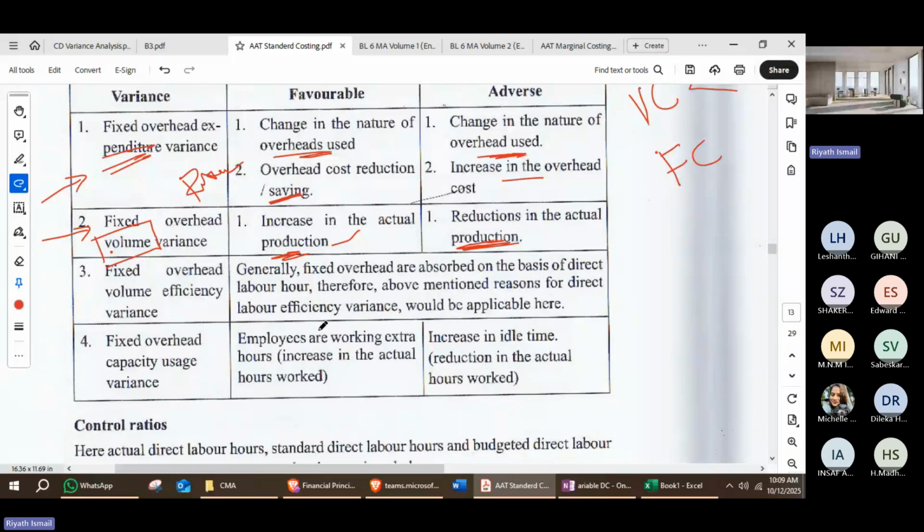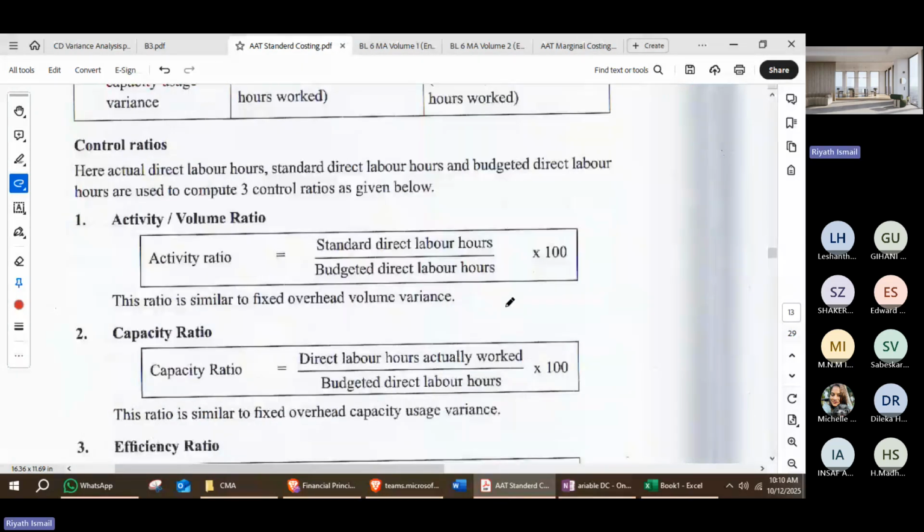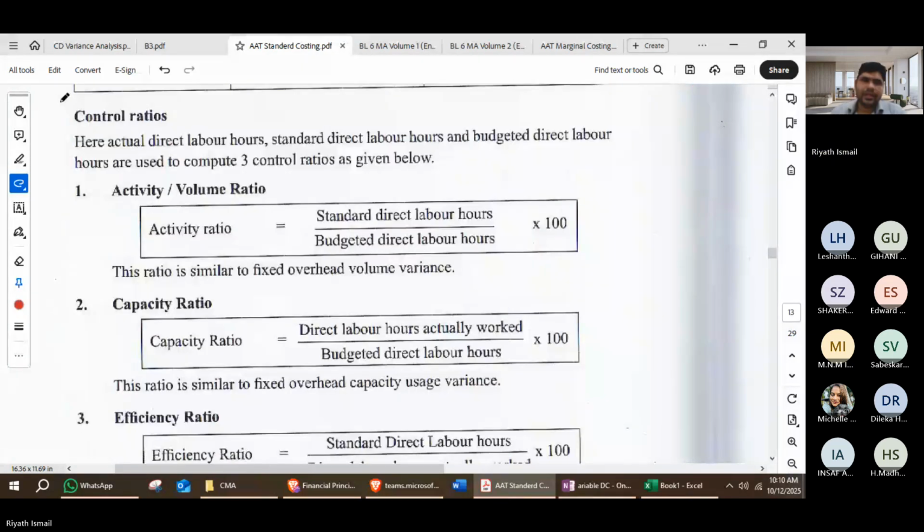For more in-depth analysis of fixed and variable overhead, we can go through some ratio analysis. We can use these control ratios for controlling performance, right?